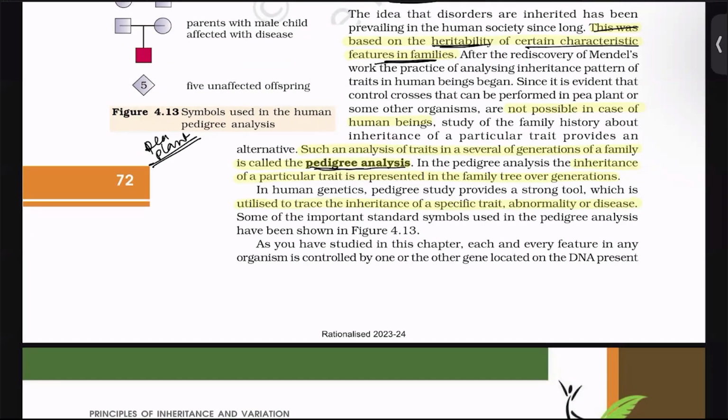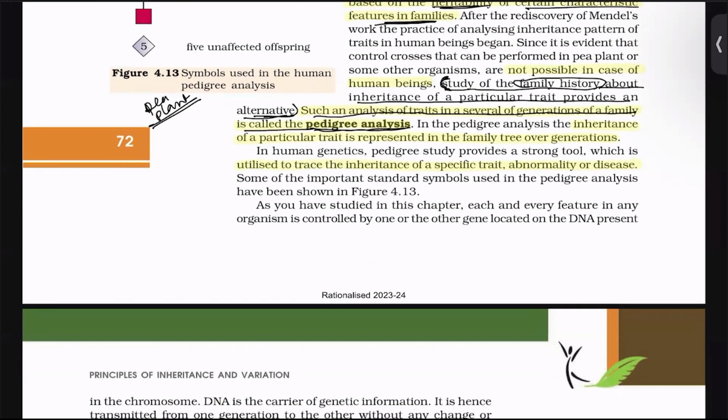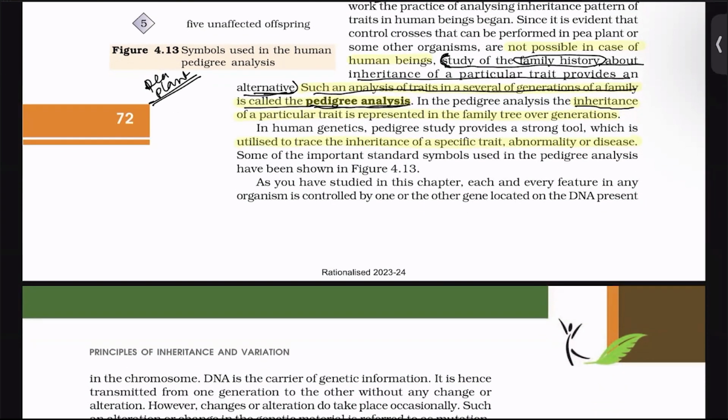We study the family line. So study of family history about inheritance of a particular trait provides an alternative approach to study the inheritance of certain traits, and such analysis of traits in several generations of a family is called pedigree analysis. In pedigree analysis, we study the inheritance of a particular trait and it is represented in the form of a family tree over generations.